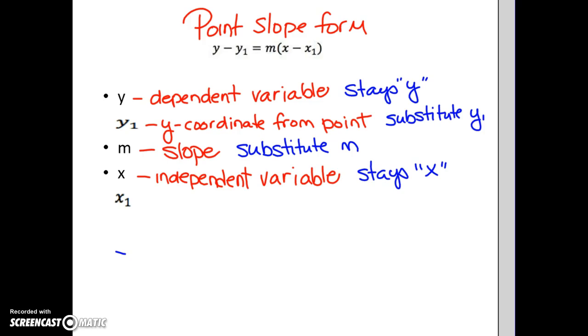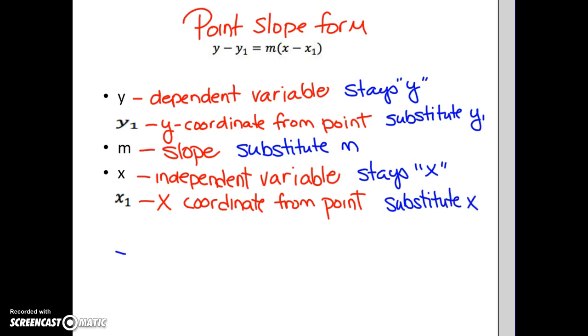Then we have x sub 1, and x sub 1 is very similar to y sub 1. It is the x coordinate from a point. And we do substitute the x value in the coordinate in place of x sub 1. And you should have all of this written in your notes.